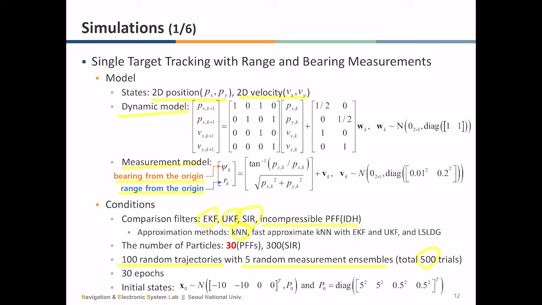We also implement the incompressible PFF denoted as IDH-FA-KNN using the fast approximate KNN method proposed by Fred Daum et al. to reduce computation. These PFFs use EKF or UKF as an auxiliary filter. SIR uses 300 particles and PFFs use 30 particles.